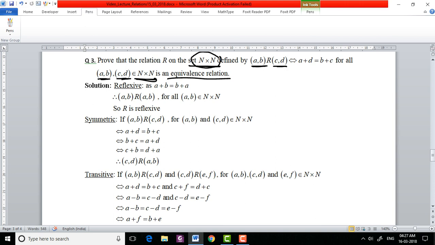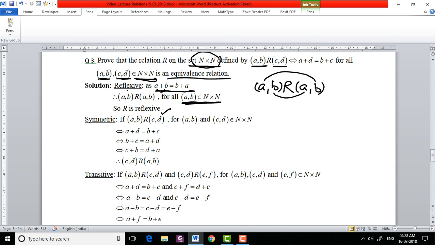So let us once again start with the reflexive part. For a relation to be reflexive in nature, we need to show that a comma b is related to itself, that is, a comma b must be related to a comma b. Now if I use the definition, I am dealing with a plus d, so in this case it will be a plus b. I need to check this. So a plus b is the same as b plus a, because we know that addition of two natural numbers is commutative in nature. So a plus b is equal to b plus a, therefore a comma b is related to a comma b for all ordered pairs a comma b belonging to N cross N, and so R is reflexive in nature.